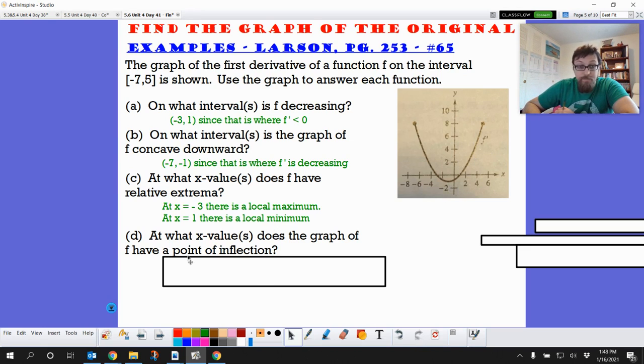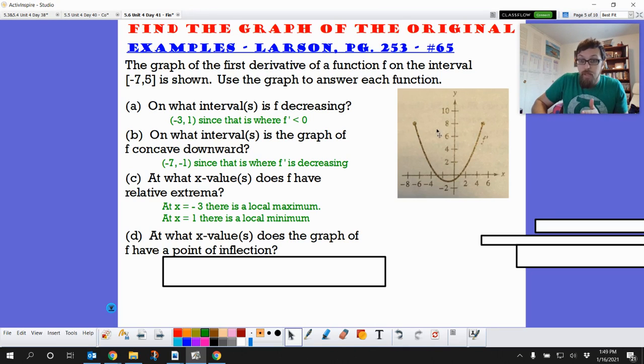decreasing to increasing. At what x values does the graph of f have a point of inflection? So our point of inflection should be where the derivative has a maximum or minimum, which will create a point of inflection for the original function. Because where the second derivative is 0, that's where we have points of inflection.